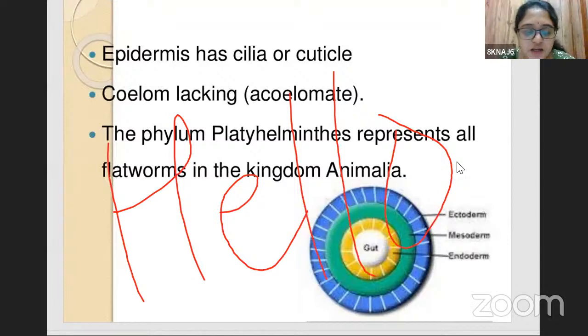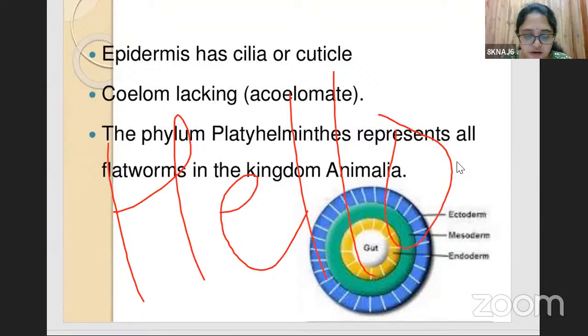Right. So the nervous system is primitive, as I told you, except in the case of class Turbellaria, and it is reduced in the parasitic forms. Ocelli and ciliary pits are the sense organs in certain animals. Except in some cases, most or all of the flatworms are hermaphrodites, that is, they're bisexual. And a very peculiar feature of this particular phylum is that you have both male and female reproductive organs separately.